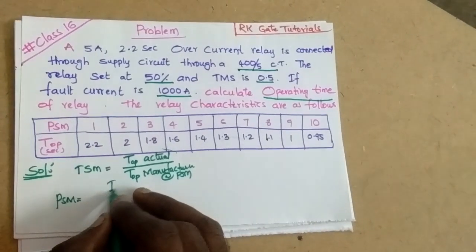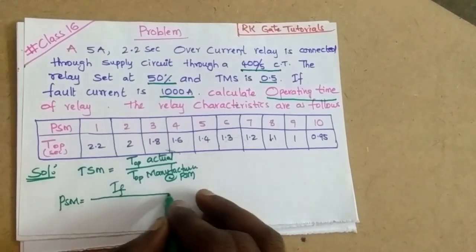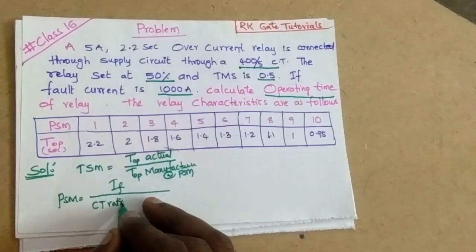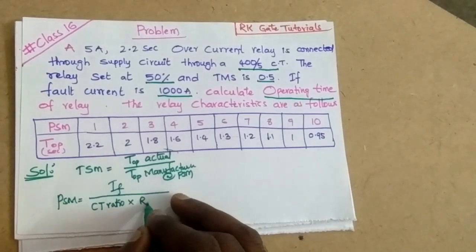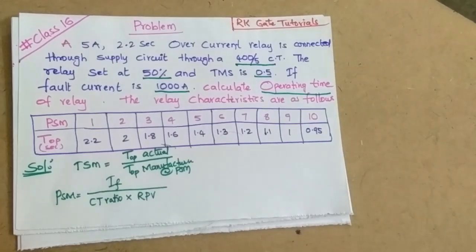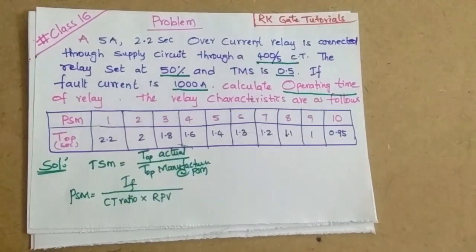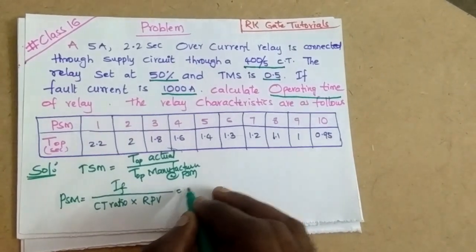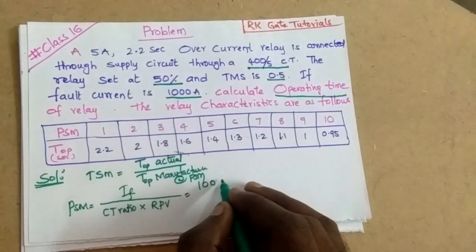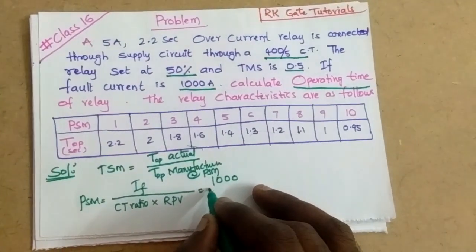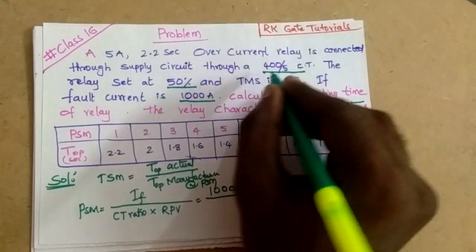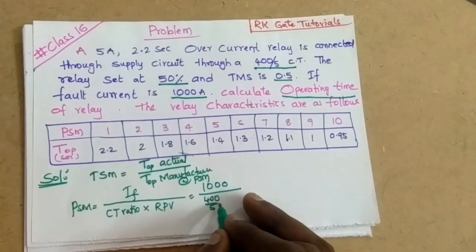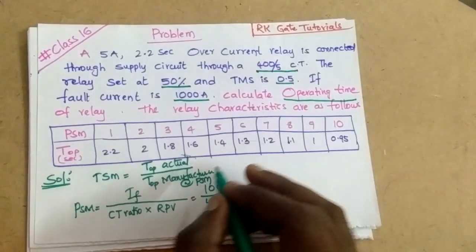What is the formula for PSM? It is the fault current on primary over CT ratio multiplied by relay pickup value. This is the formula. So fault current is given here, that is 1000 amperes. Let us write directly: 1000 amperes over CT ratio, given here as 400 by 5, multiplied by relay pickup value.